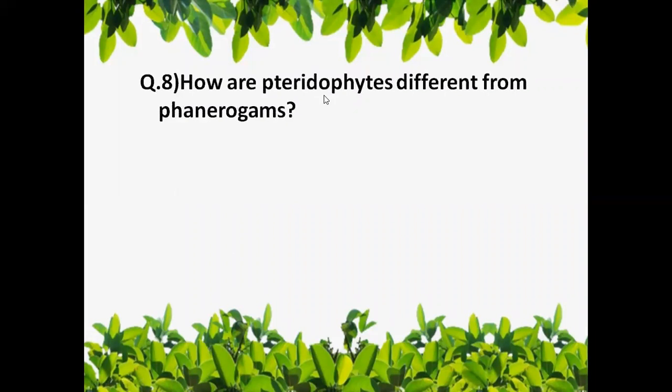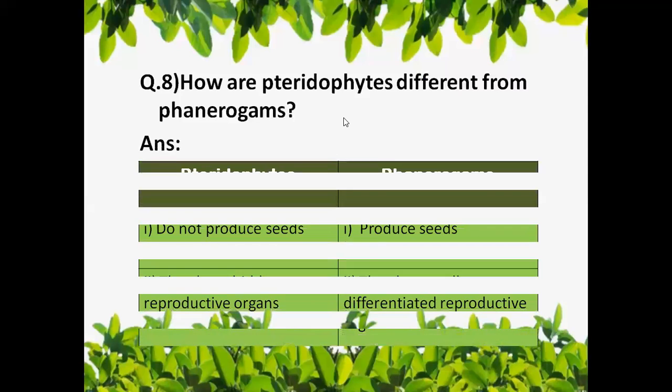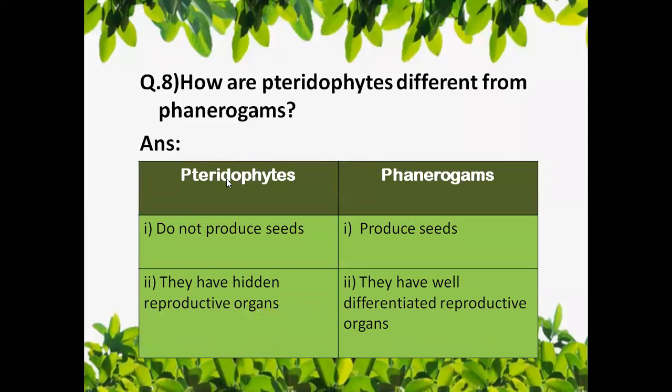Now, how are the pteridophytes different from the phanerogams? Now we know that the pteridophytes do not produce seeds, but the phanerogams will produce seeds. Then the pteridophytes have hidden reproductive organs, therefore they are called cryptogams. Then we have the phanerogams, where they have well differentiated reproductive organs.